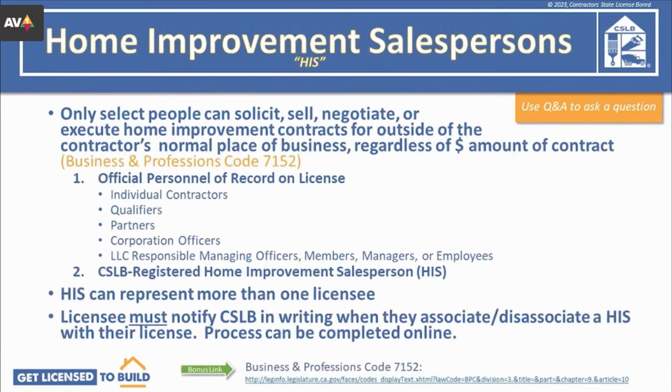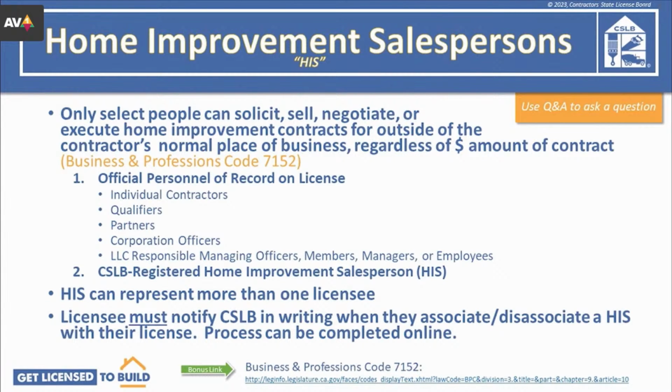Once you get your license and get to work, you might want to hire someone as a salesperson to solicit, sell, and negotiate home improvement contracts on your behalf outside of your place of business. These people are called home improvement salespersons, or HIS. Without an HIS, the official personnel of record on a license are the only ones who can solicit, sell, negotiate, or execute a contract. That includes individual contractors, license qualifiers, partners, corporation officers, and LLC responsible managing officers, members, managers, or employees.